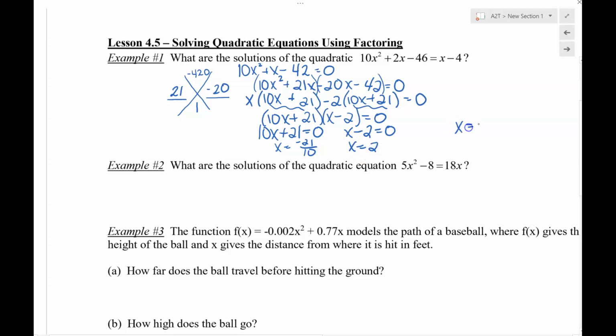Please make sure you write your solution set together as mentioned in class. Write it numerically, or don't write it numerically. I really don't have a preference. And there's your answer. Woohoo!